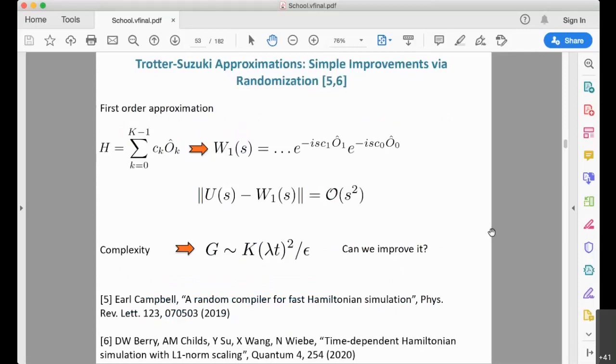Okay, and then people even look at further improvements of these product formula approximations, okay? And there have been a couple of very recent papers, last year and this year, on how randomization actually can help, all right? So these are the two references here, 5 and 6.